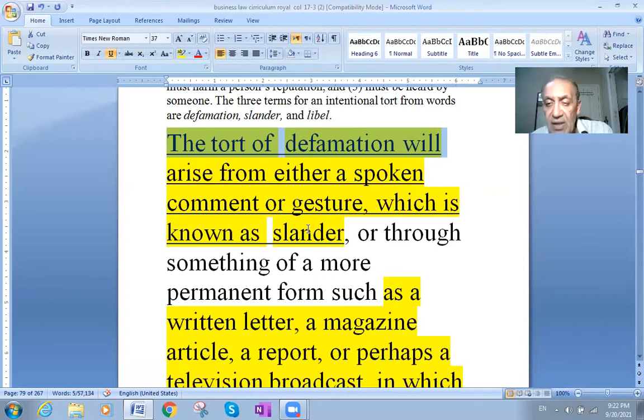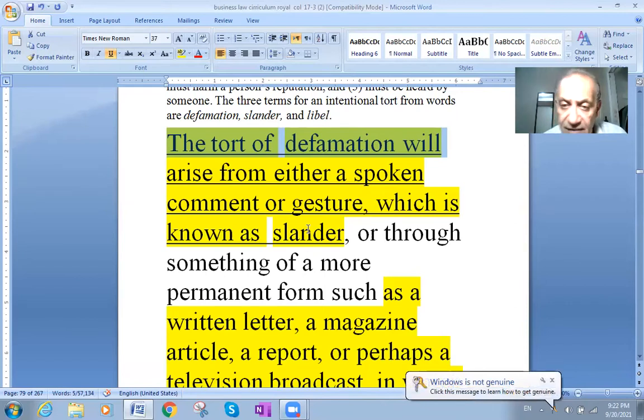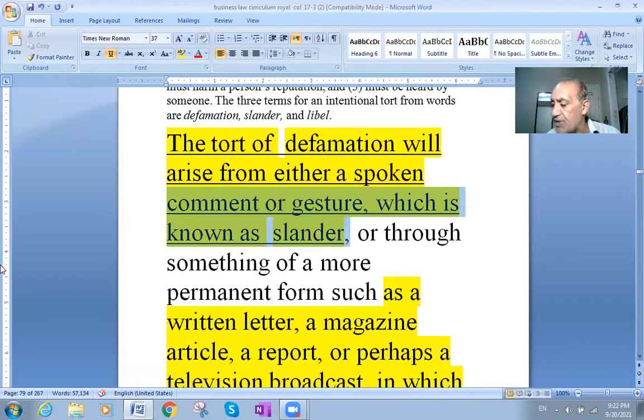You know very well that they don't have these traits, and you are trying to put them into trouble while they don't actually have this. So you are telling lies about this company to spoil the image of this company in front of the public. The tort of defamation will arise from either spoken comments or gesture, which is known as slander. So this is the tort of defamation.